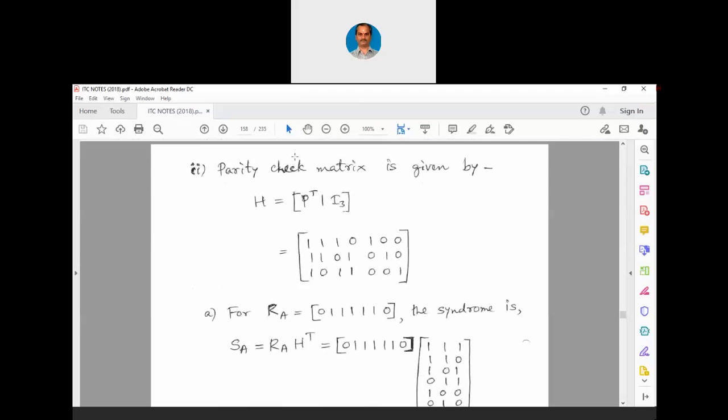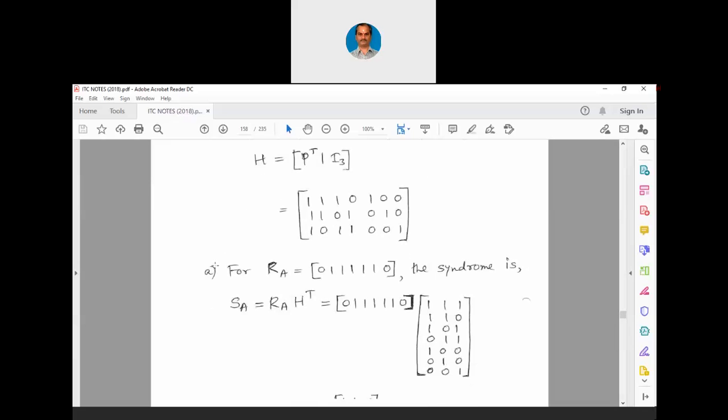Now the parity check matrix at the receiver is given by the transpose of the parity matrix, followed by I3, where I3 is the identity matrix of size n minus k. Please recall all that. So we have to write the transpose of the parity matrix now: 1110, 1101, 1011. Now we write I of n minus k, that is 100, 010, 001. That is the Hamming matrix now.